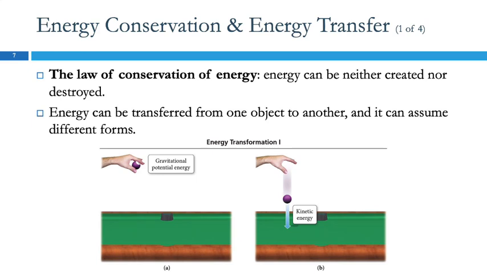So, we've talked about the law of conservation of matter. There's also a law of conservation of energy. Energy cannot be created or destroyed. It can be transferred from one object to another, and it can be transformed from one form of energy to another form. Here they're sticking with the billiard balls, gravitational potential energy. As this falls to the table, its potential energy is turning into kinetic energy.